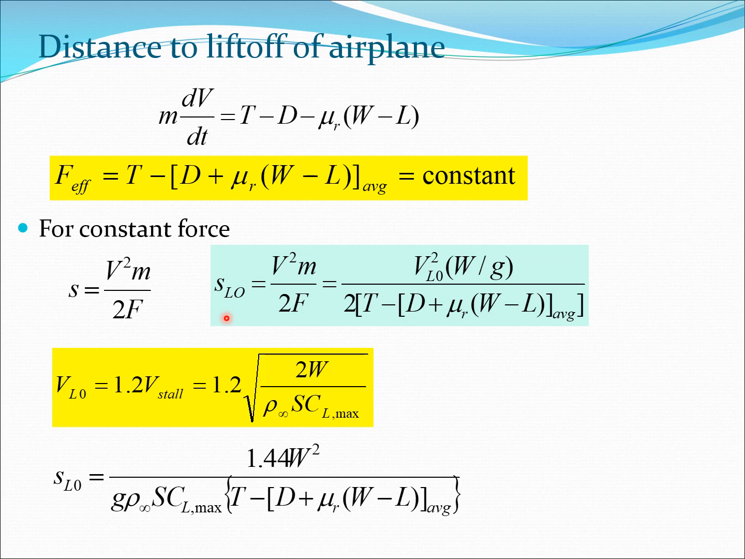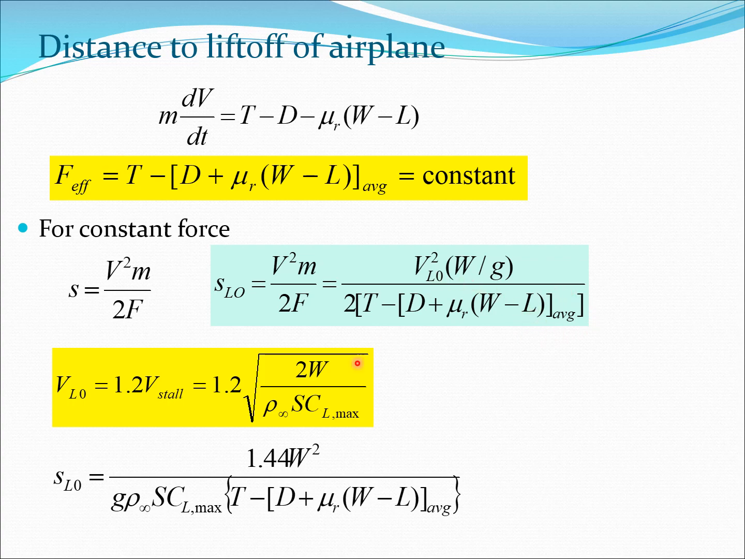So here what we have done is that we are looking at liftoff. So we put VLO here. V is replaced by VLO. Mass is replaced by weight divided by gravity. And then the force is replaced by this force here, the F effective force, which we obtained previously. And like I mentioned before, it is an average force, so we can use this formula here.